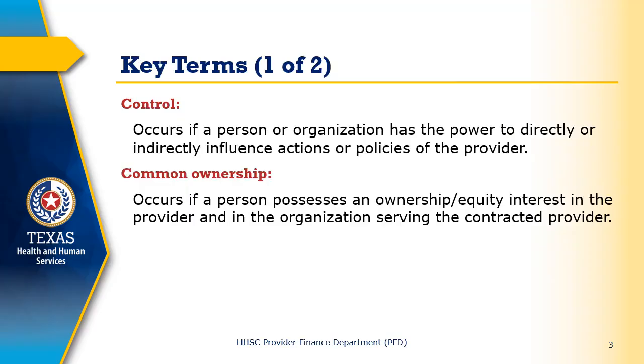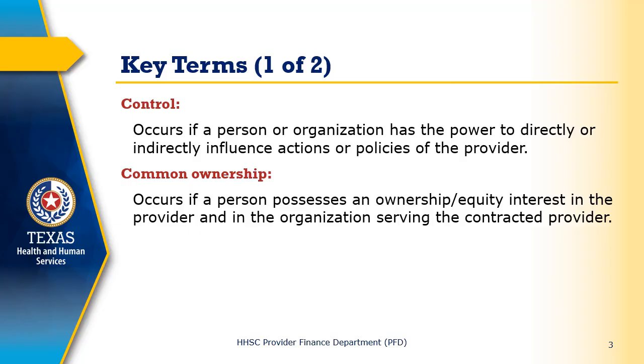Next, we will identify key terms associated with control and ownership. First, it is important to note that when determining if a provider is related to a supplying organization, apply the tests of common ownership and control separately. Control is the ability of a person or organization to directly or indirectly influence the actions or policies of a provider, indicating a significant level of authority and decision-making power.